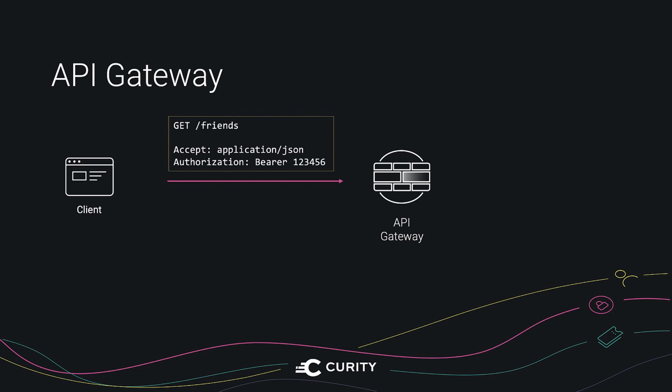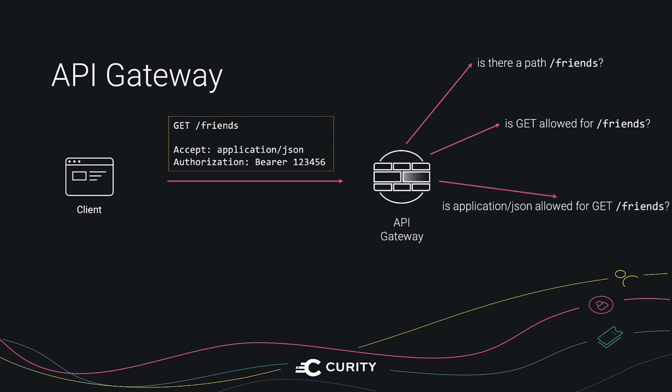Let's have a look at an example. A client sends a request to get a list of the user's friends. It wants to get the list in JSON format and presents an access token. Before the request is passed to an API, which can actually return the list of friends, the API gateway performs initial validation of the request. It can check whether there is an API which listens on the friends path and whether the GET method is allowed for the friends path, and whether the API is capable of producing a JSON representation of the resource.